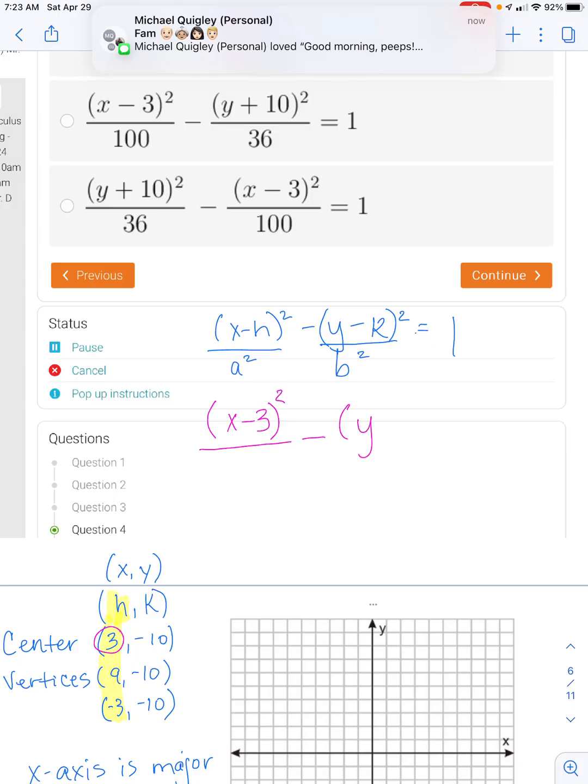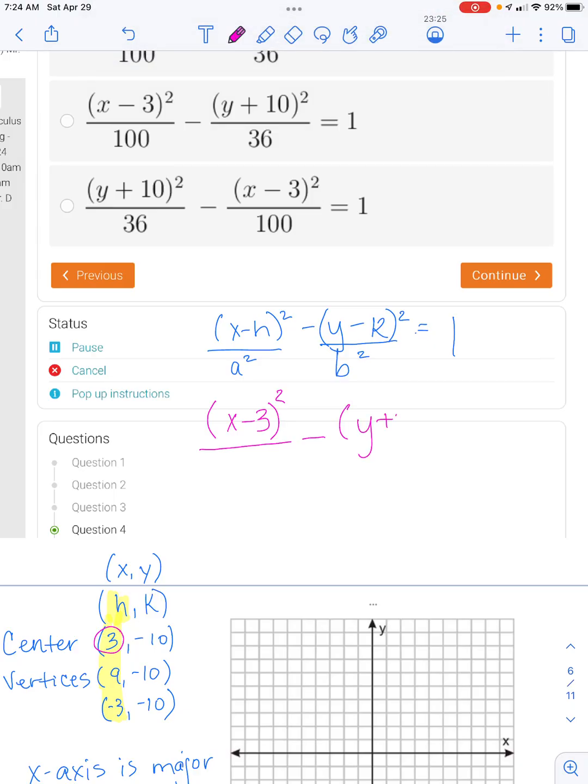Minus y minus a negative 10, which is going to give me a plus 10 squared, right? That's what our k value is down here. And then that's going to be over b squared, and we'll figure that out in just a minute as well. And all of that is set equal to 1. So how do I find my denominators?